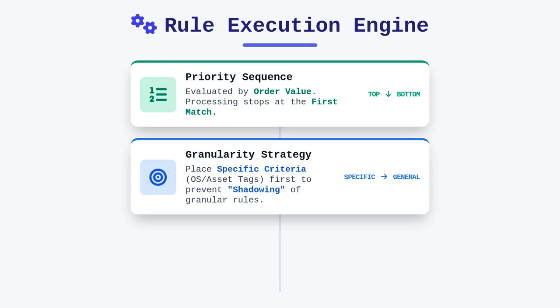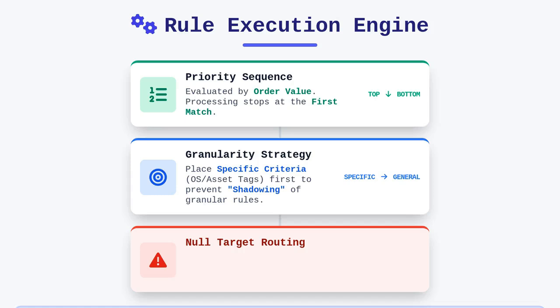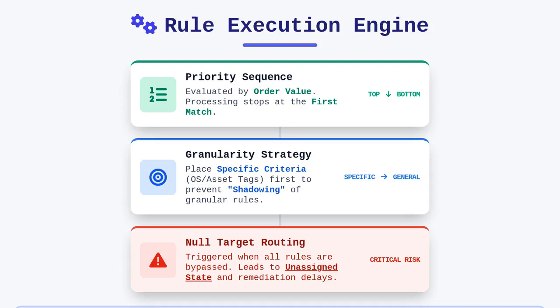A common failure pattern occurs when high-order rules have overly permissive conditions, effectively shadowing or blocking more granular rules that you intended to handle specialized assets. Always audit your rule set to ensure that your sequence numbers reflect a hierarchy from most specific to least specific. If a VI bypasses all rules, or if your script logic fails to return a valid group reference, you encounter what we call null target routing, which leaves the VI in an unassigned state and delays remediation.